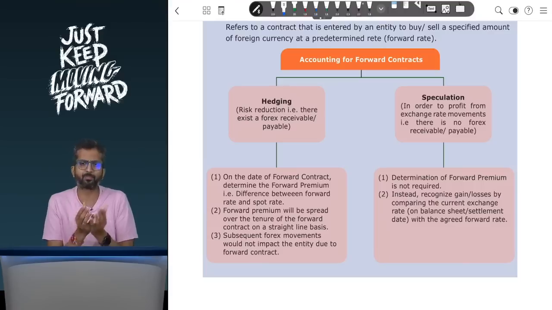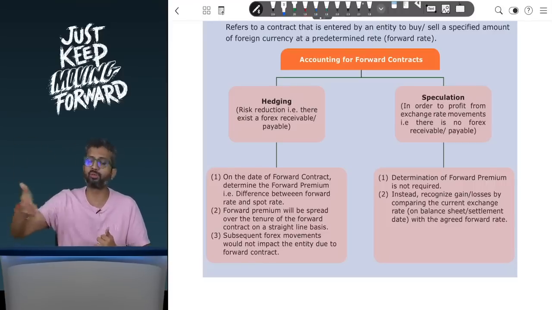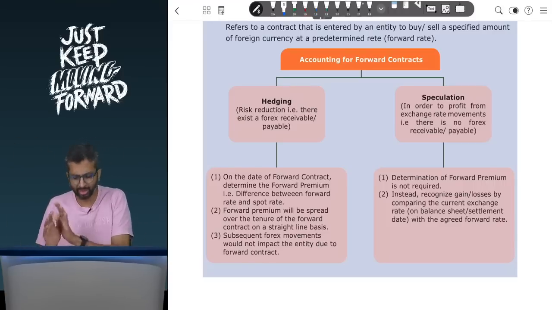You compare your contract's price with the price of a similar contract as on the balance sheet date and find the gain or loss. You agreed to buy at 50, now the rate is 48, well there's a 2 rupee loss. You agreed to buy at 50, now the rate is 52, there's a 2 rupee gain. Now that is the case of speculation.